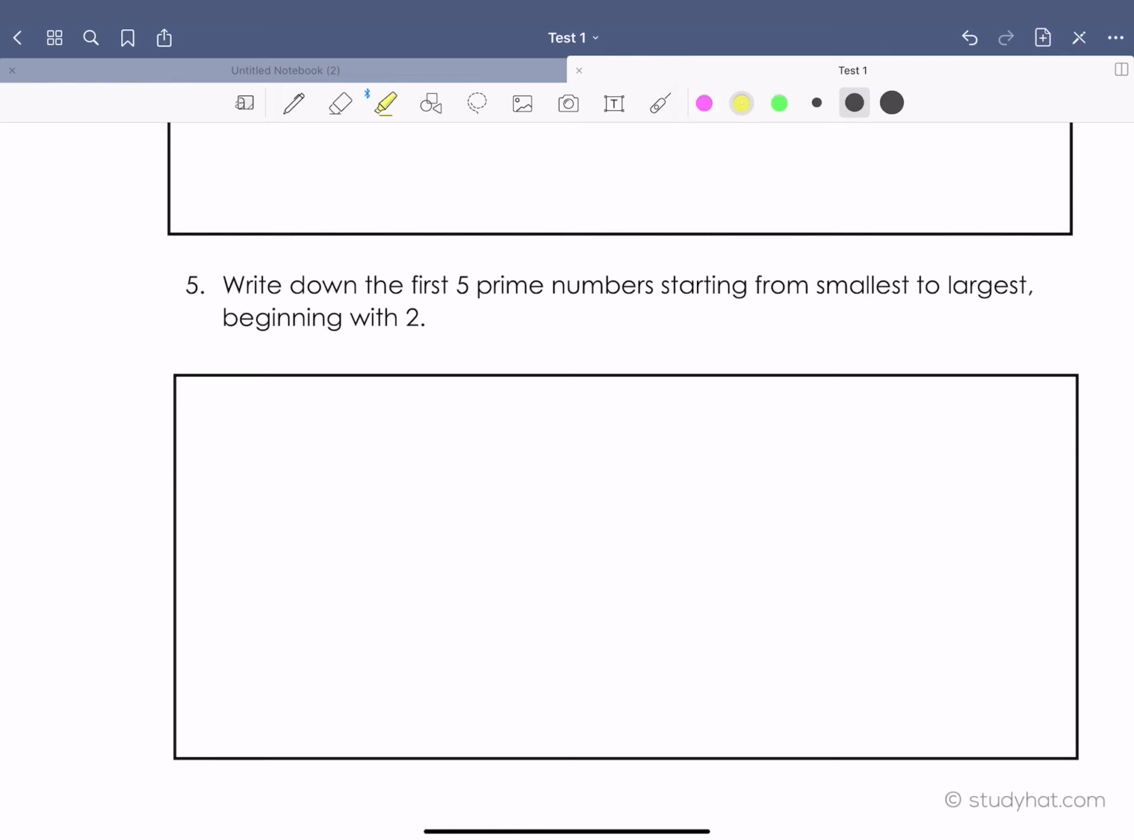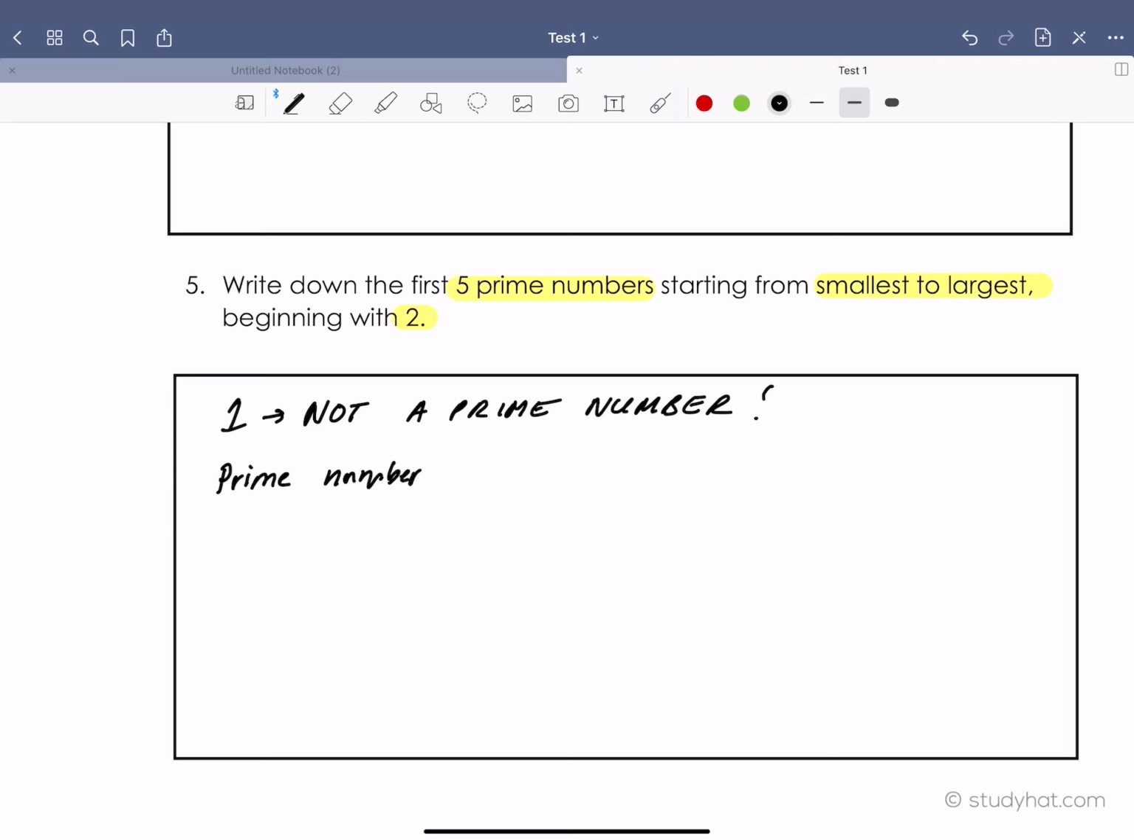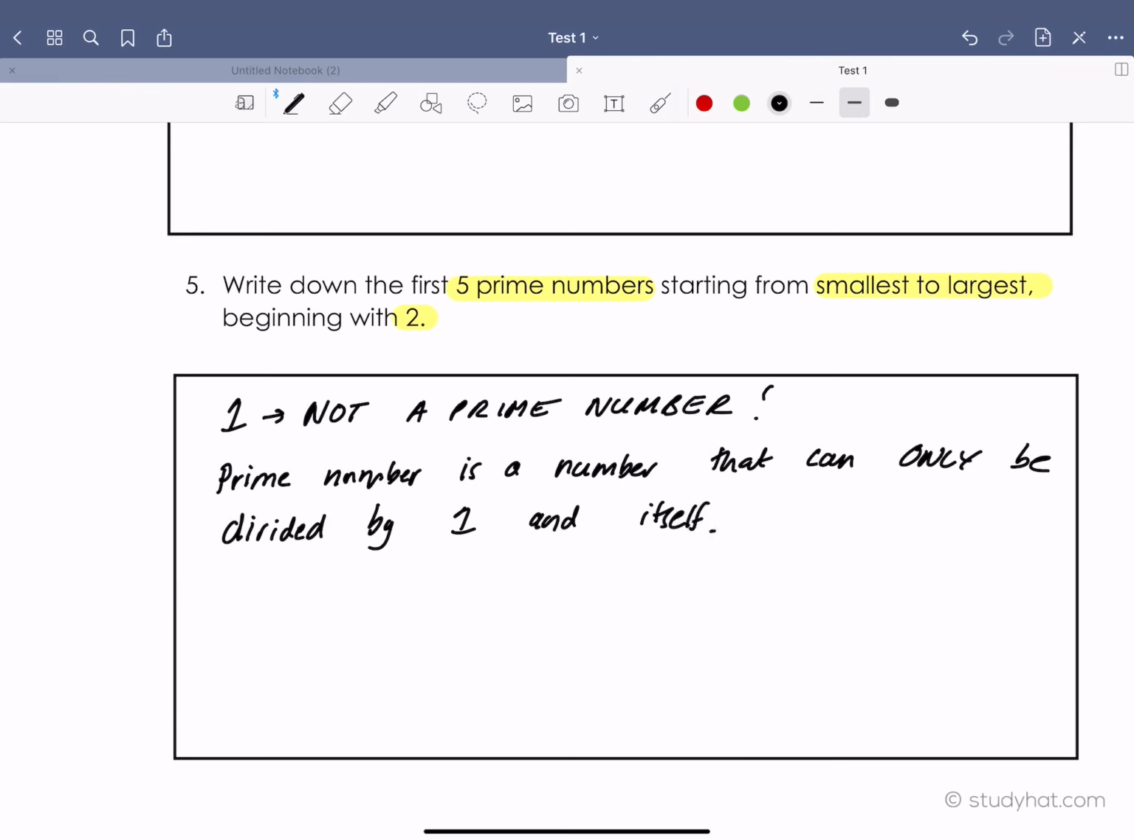Write down the first 5 prime numbers, starting from smallest to largest, beginning with 2. Is that very important? 1 is not a prime number. So, what is a prime number? A prime number is a number that can only be divided by 1 and itself. So 1 doesn't really count, because dividing it by 1 is itself. So we don't count 1.